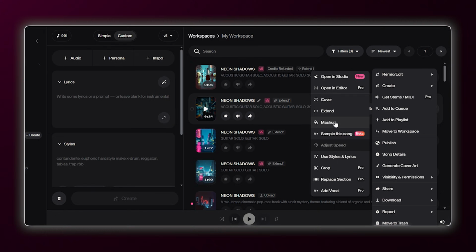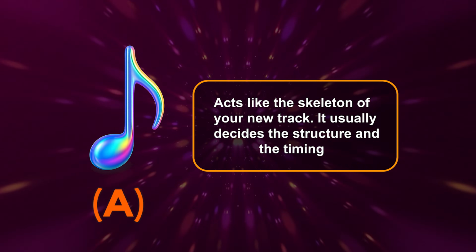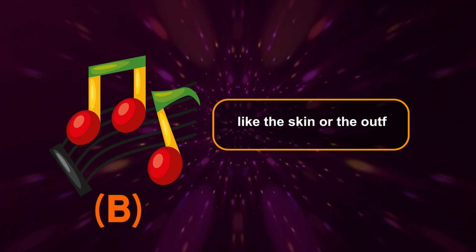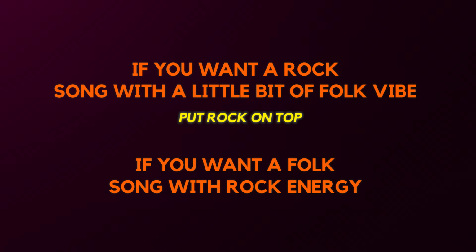The first thing you need to know is what I call the top song rule. The very first song you pick, let's call it Song A, acts like the skeleton of your new track. It usually decides the structure and the timing. The second song you add, Song B, is like the skin or the outfit. It brings the flavor. If you want a rock song with a little bit of folk vibe, put rock on top. If you want a folk song with rock energy, put folk on top. It makes a huge difference.